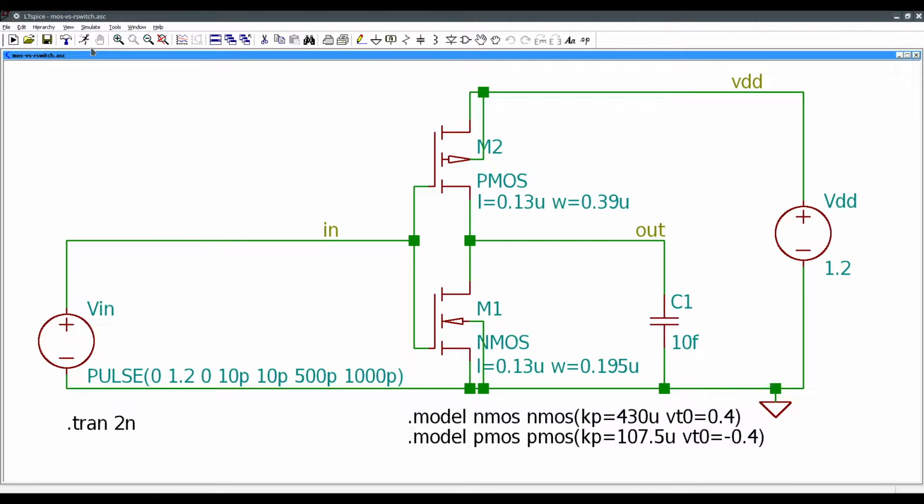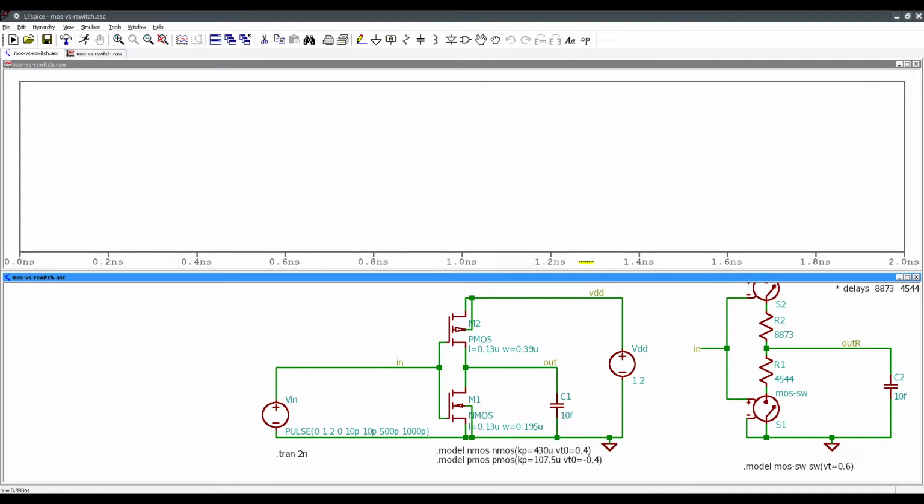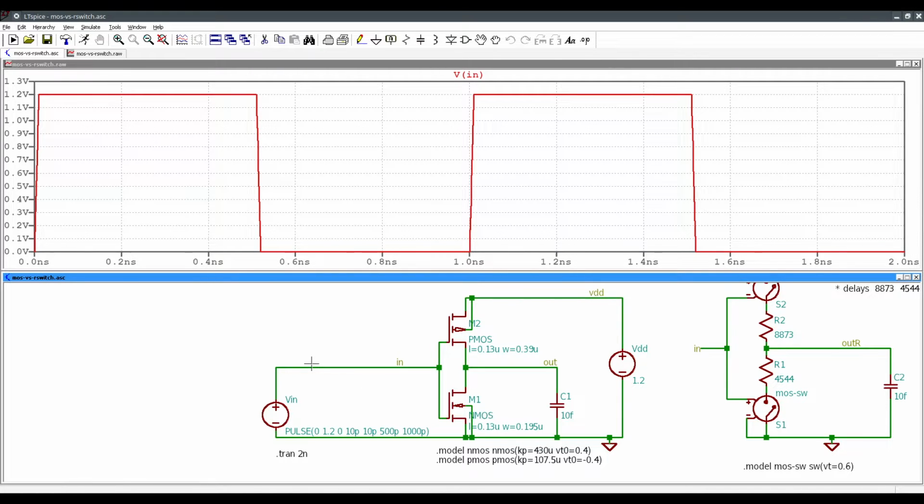All right, so we simulate this. Click the Run button. We're doing a transient simulation. If you look on the bottom of 2 nanoseconds, nothing's plotted, so I plot the input. We're just doing a square wave at the input. I plot the output, and we see some normal waveforms.